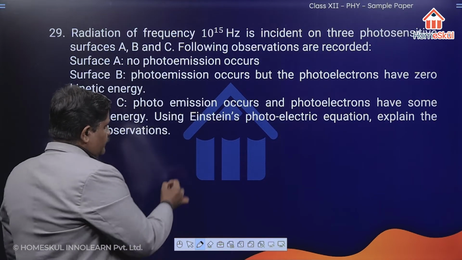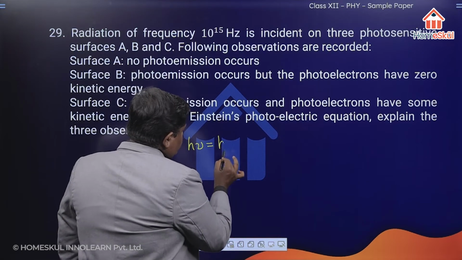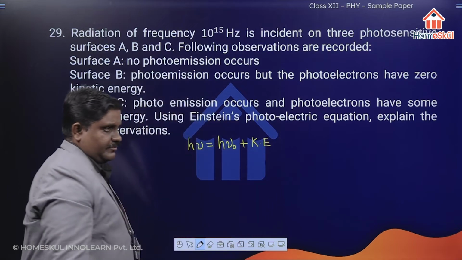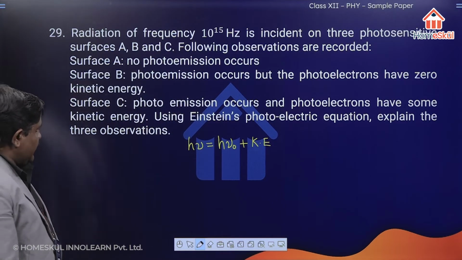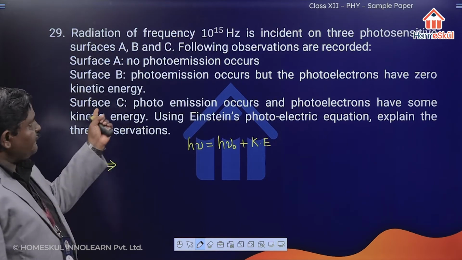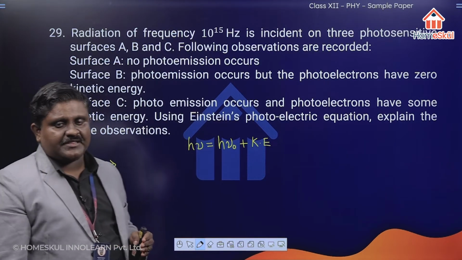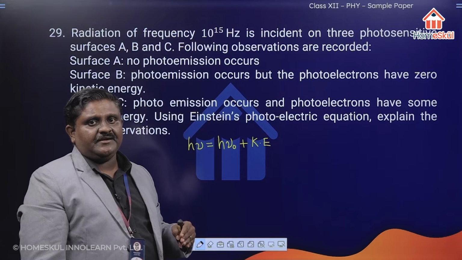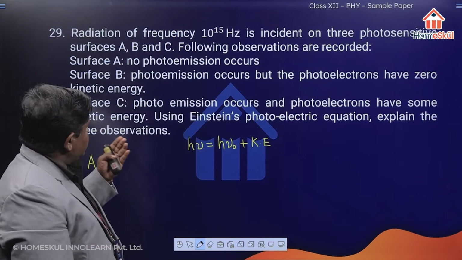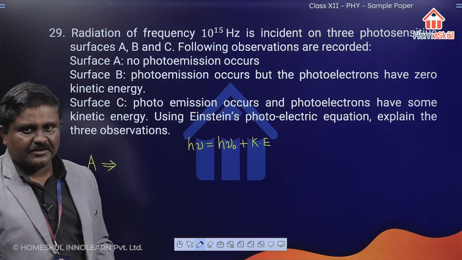So we know Einstein's equation, that is h nu equal to h nu 0 plus kinetic energy. This is Einstein's photoelectric equation, right? Then for surface A, no photoelectric emission occurs. There is one condition for photoelectric emission to occur. What is that condition? Yes, the radiation should have the threshold frequency, right? Only if the radiation has a frequency more than the threshold frequency does photoelectric emission occur, right?